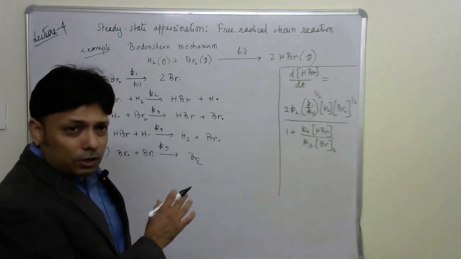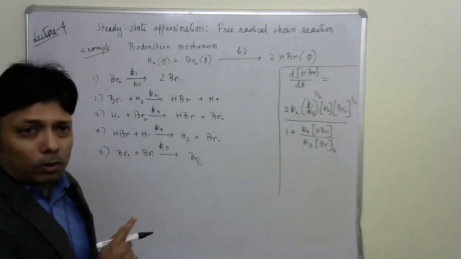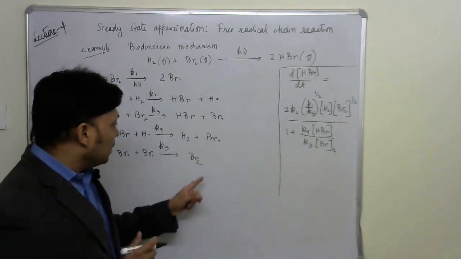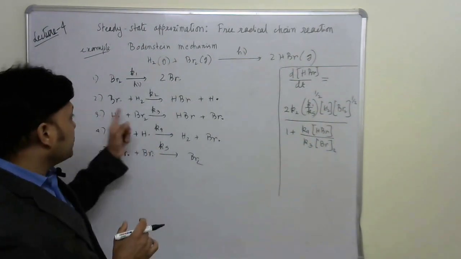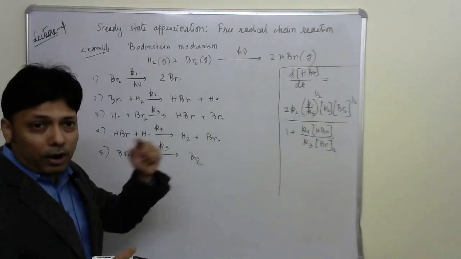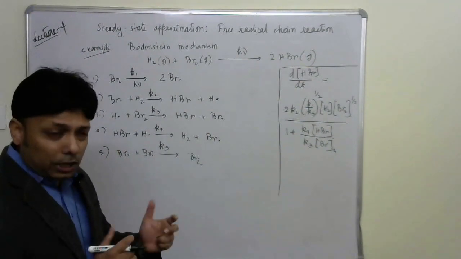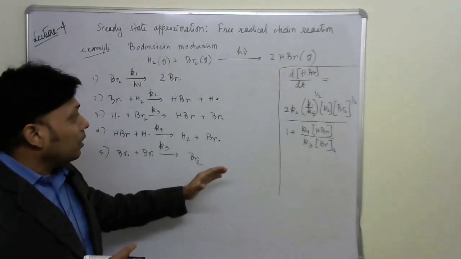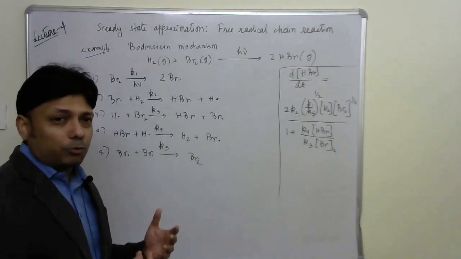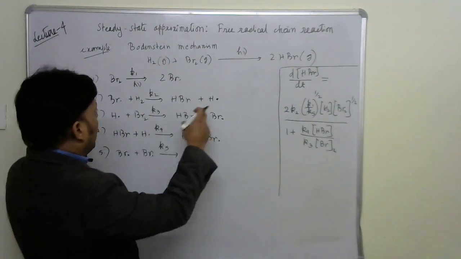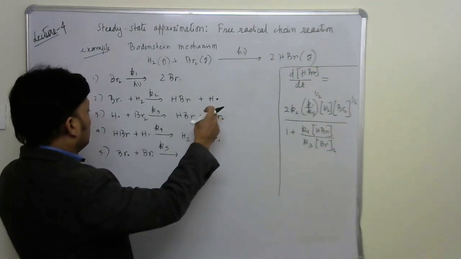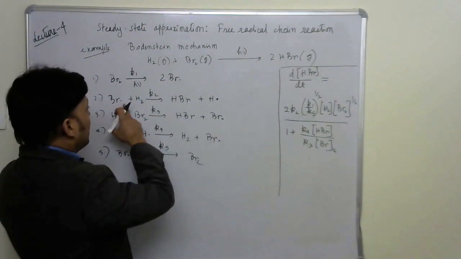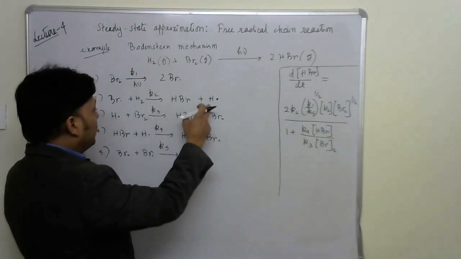So the salient features of this reaction: number one, this is called a free radical chain reaction. So why free radical? Because it is mediated through formation of free radicals. And number two, why is it a chain reaction? It is called a chain reaction because it undergoes repetitive sequences of the same reaction. So once the Br dot is formed, Br dot is helping to form HBr and generating H dot.